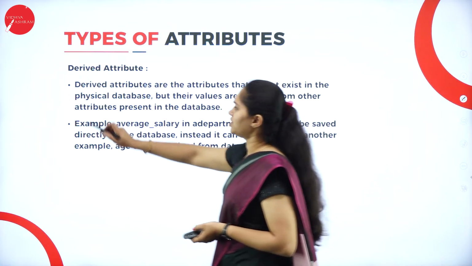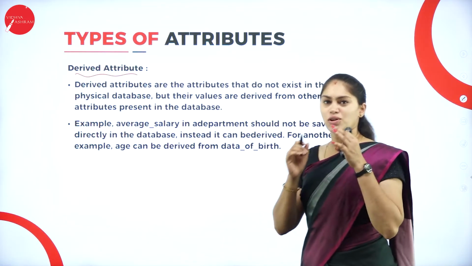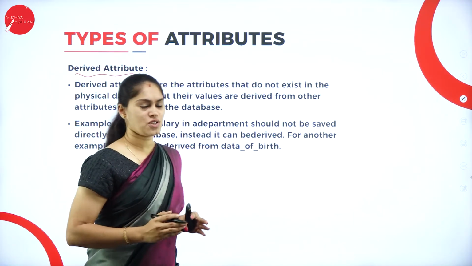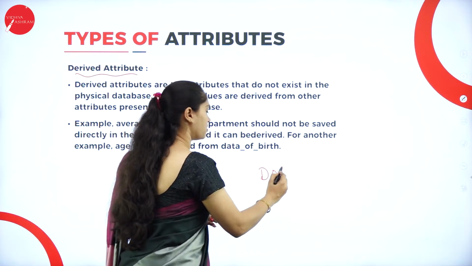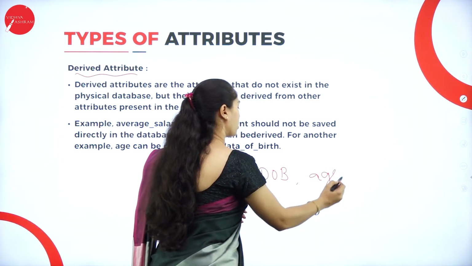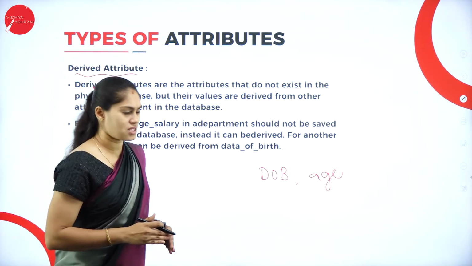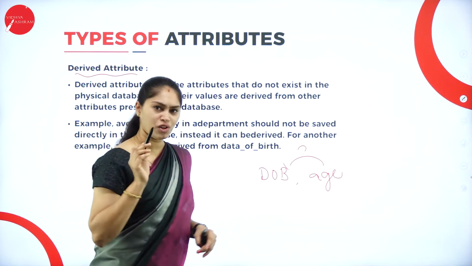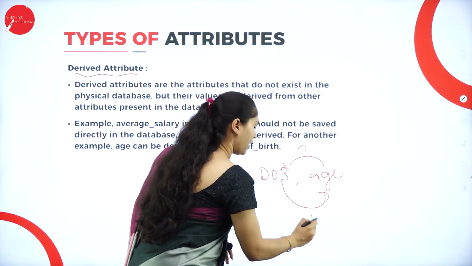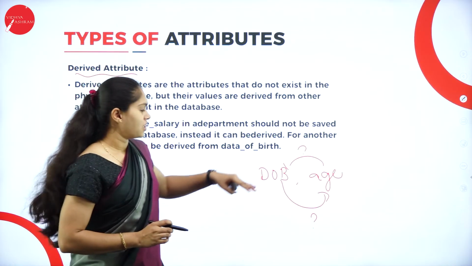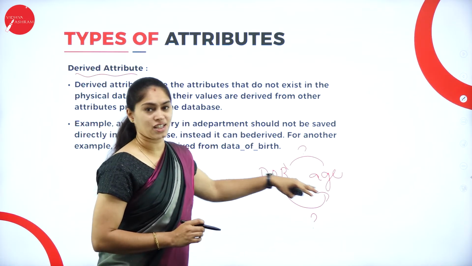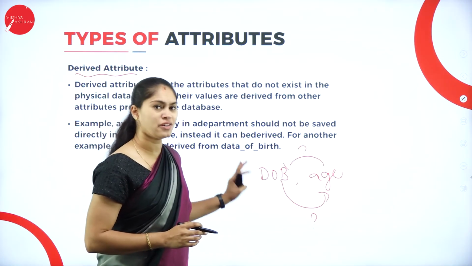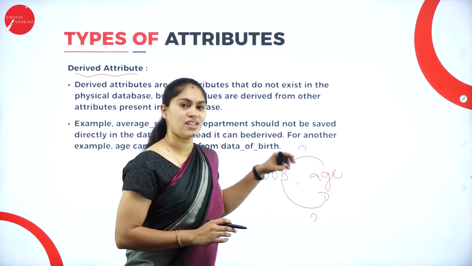Next we'll see about the derived attributes. Before understanding what derived attributes are, let me tell you one example. Every student will have a date of birth, right? And based on that we are going to find the age. Which is possible? If you say your age, can I find your date of birth? Or if you say your date of birth, can I find your age? If you say your age, I can't find your date of birth. But if you say your date of birth, then there will be a possibility of finding the age. That is what derived attributes are.